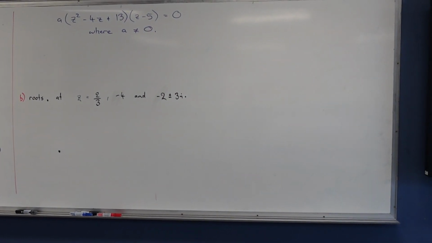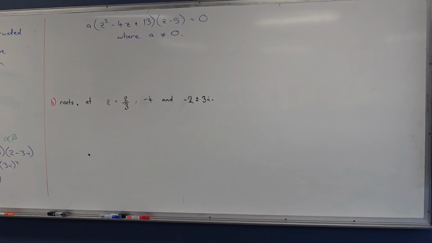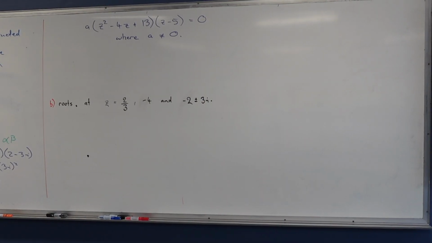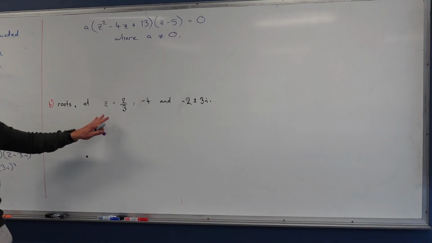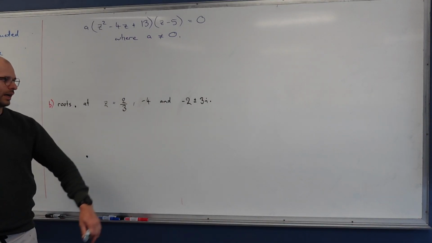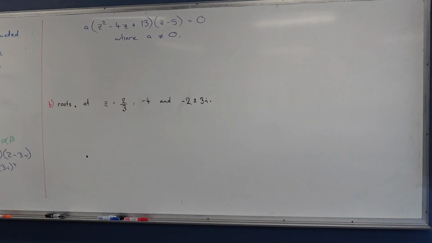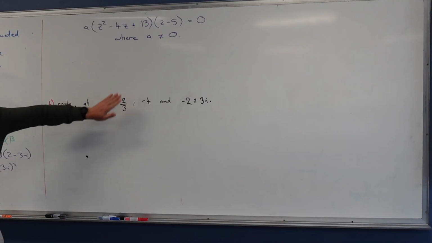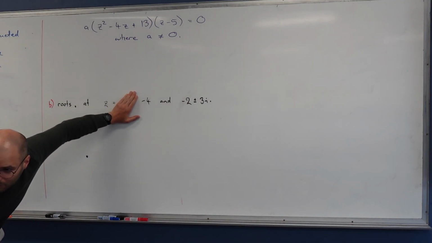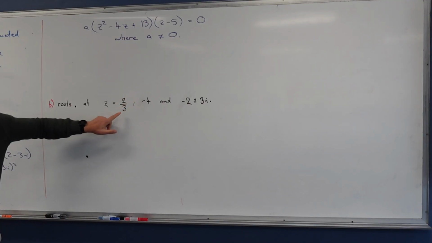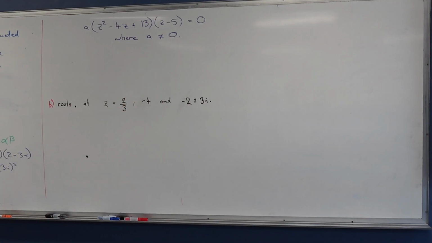Hopefully that's visible. Alright, what we want to do is up the ante, and rather than having an equation that's order 3, we're going to order 4. Now constructing this, we've got roots at 2 over 3, minus 4, and minus 2, plus or minus 3i. If we get rid of this one over here, that would be easy pickings because it's the same as the first one we did. However, the 2 over 3 changes things a bit.